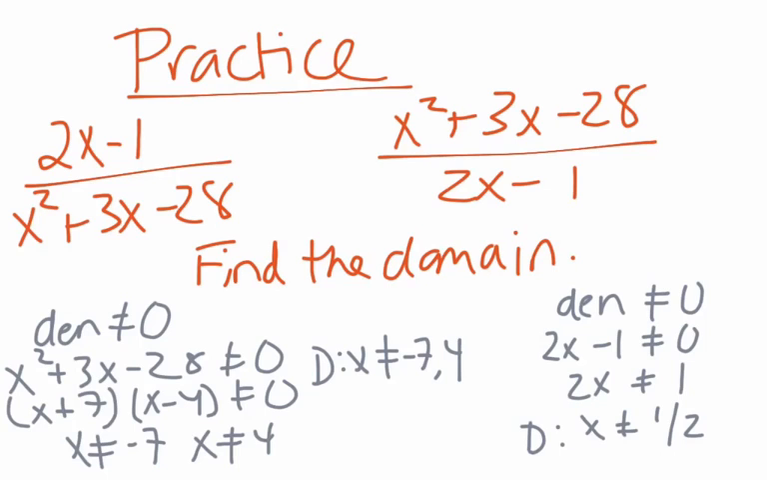For the second one, you should have ended up with x does not equal 1/2, okay? Because if you plug 1/2 into the denominator, 2 times 1/2 is 1, and 1 minus 1 is 0.